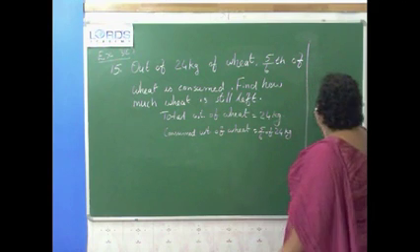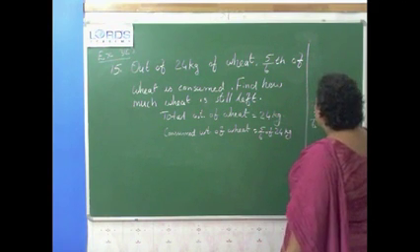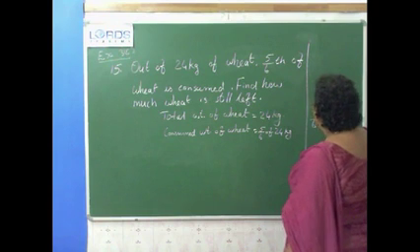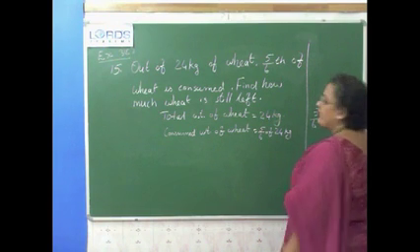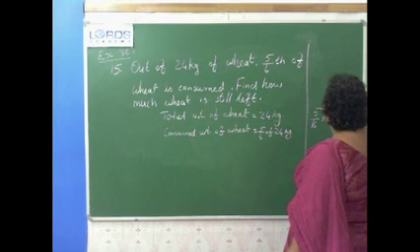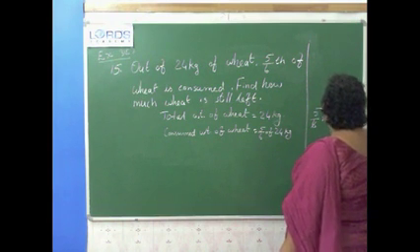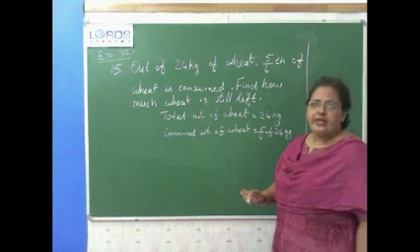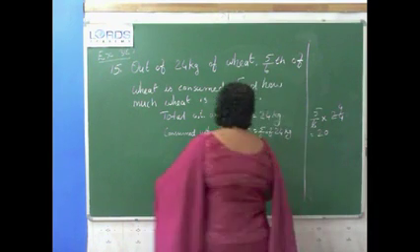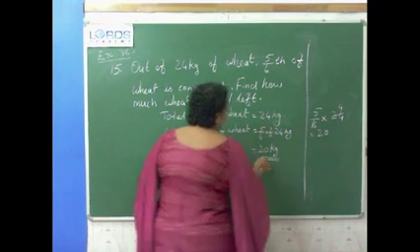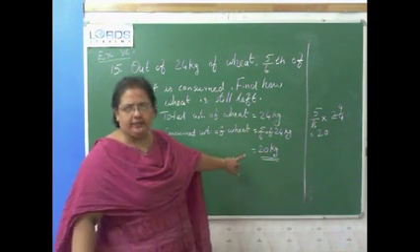5/6 of means it is multiplication. So, 5/6 multiplied by 24. Here 6 will go into 24 how many times? 4 times. So, you are getting 20. So, they consumed 20 kilograms of wheat. Okay.